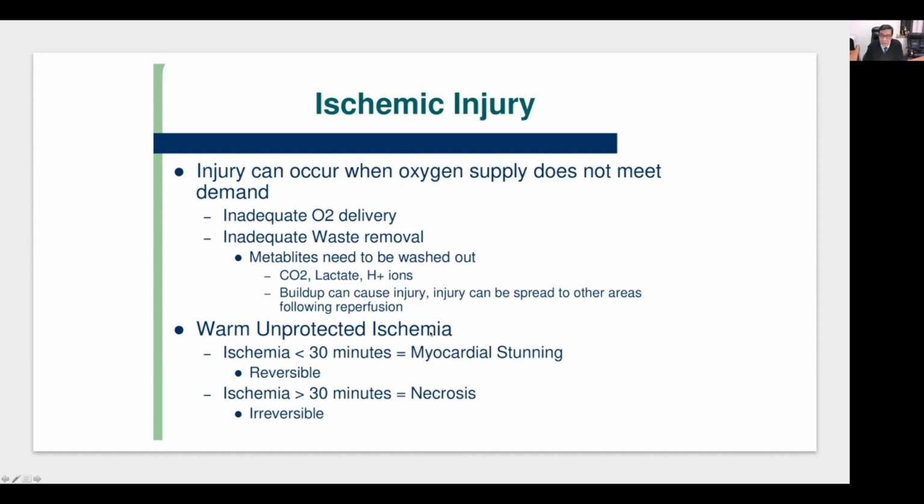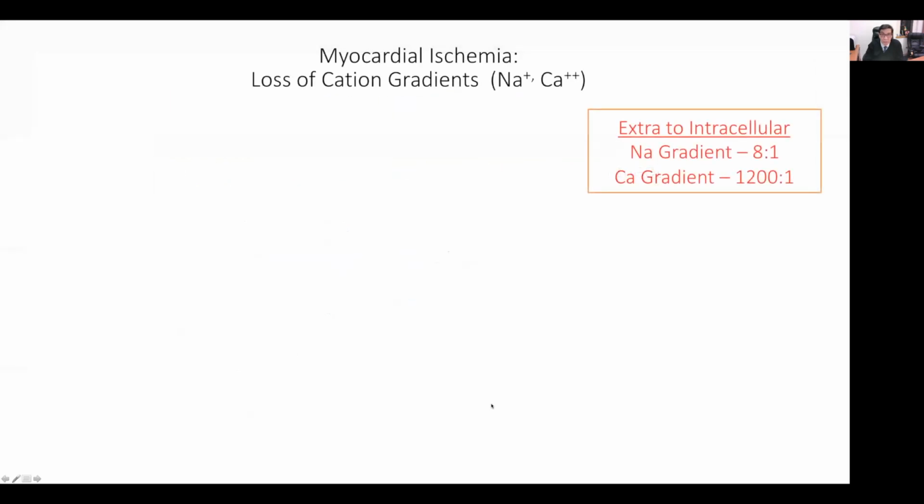Warm, unprotected ischemia is not well tolerated, and particularly in the myocardium. Short periods can cause stunning, and slightly longer periods, and even moderate hypothermia can cause necrosis. So what happens during ischemia?